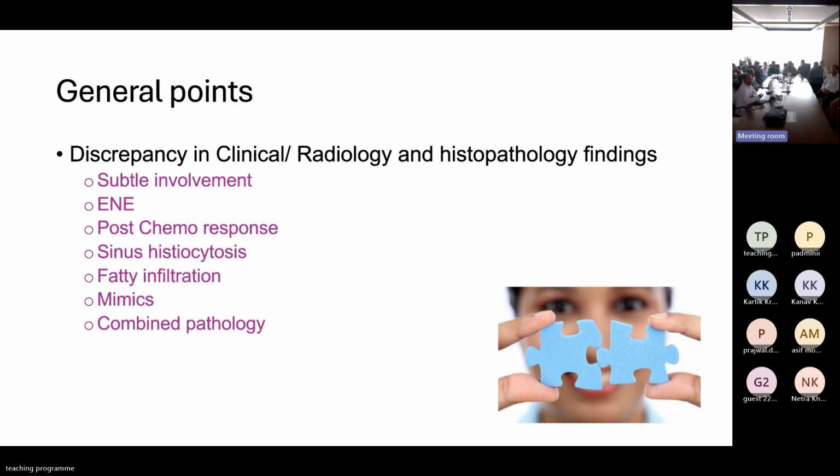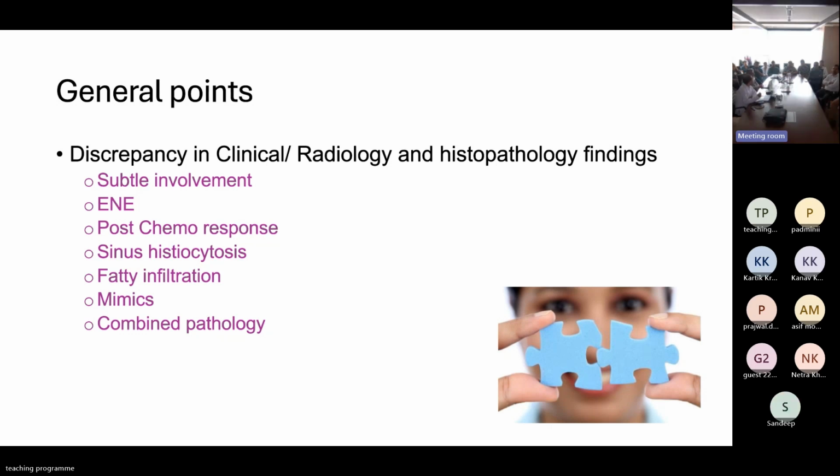Then in cases of post-chemotherapy, there is a lot of fibrosis and hyalinization in the lymph node. So on imaging or palpation, you might feel the lymph node is still firm or has not regressed that much in size. But on microscopy, we see just the fibrosis, and the residual tumor cells might not be present, or in the squamous carcinomas, we might just see acellular keratin. So the material might still be there, but it won't be a viable tumor. Then sinus histiocytosis or fatty infiltration can cause enlargement of lymph nodes. So clinically, the lymph nodes will appear enlarged, but they won't be involved.